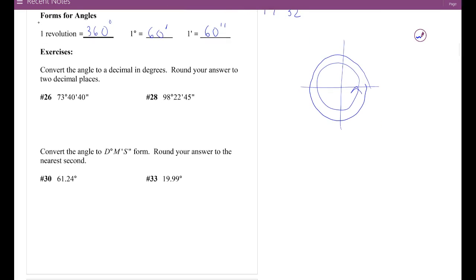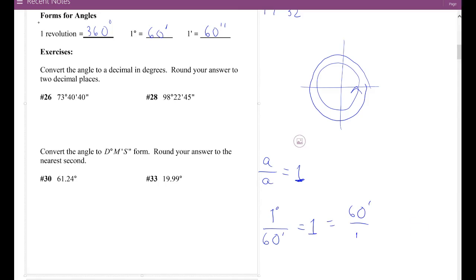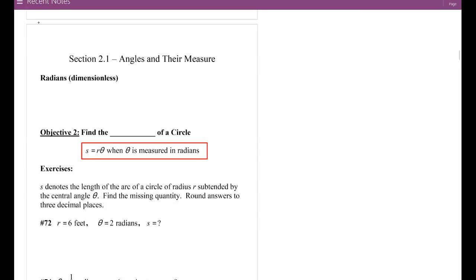So if you divide some number by the exact same number, you get 1, right? Doesn't matter what the number is. So if I take 1 degree and divide it by 60 minutes, I must get the number 1. Or if I take 60 minutes and divide it by 1 degree, I must also get the number 1. So these are the conversion factors we'll be using to switch back and forth between degrees and minutes, seconds form.